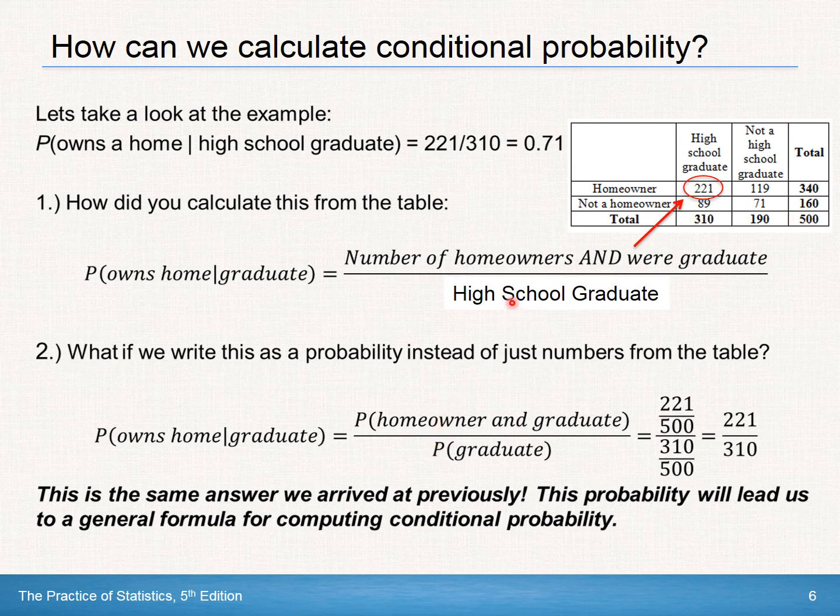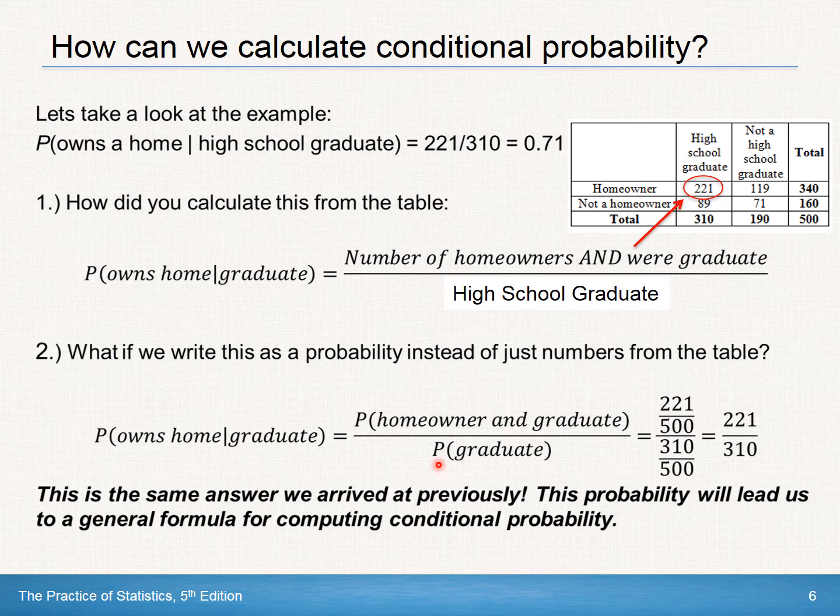All right, take a look at the bottom. So the bottom was the number of the high school graduate, but what's the probability that they're a graduate? The probability that they're a graduate is 310 out of the total of 500. So if we take a look at the probabilities that you're a homeowner and a graduate, 221 out of 500, all divided by the probability that they are a graduate, 310 out of 500, that equals 221 over 310, which is the same as the probability that we got straight from the table. Basically, the denominators of 500 cancel each other out. So this is the same answer that we arrived at previously.